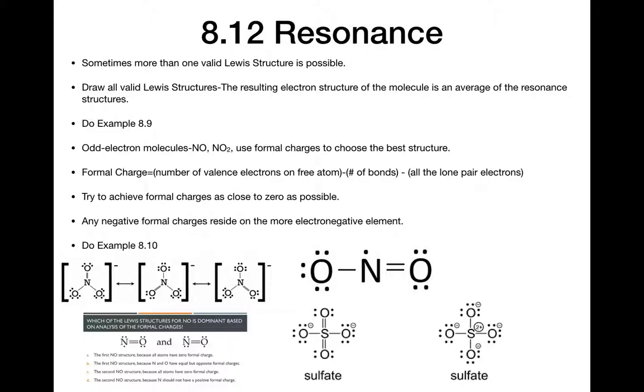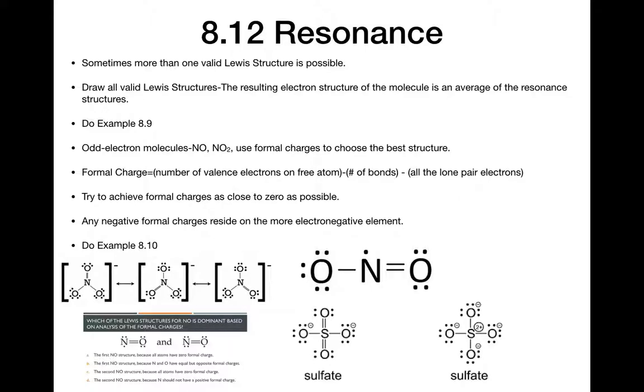So if we look at this question, which of the two structures is dominant, the first NO structure is dominant because all atoms have 0 formal charge. So A, B, C, D, I would pick A for this multiple choice question.